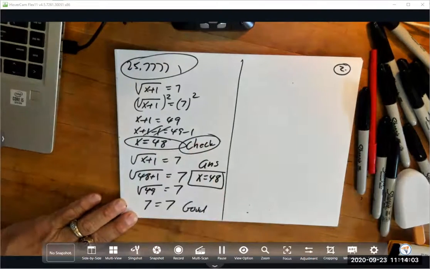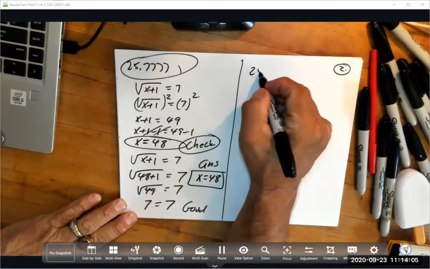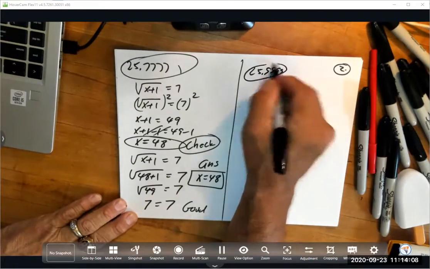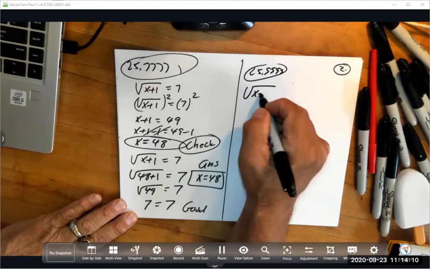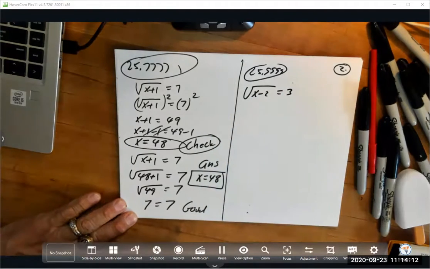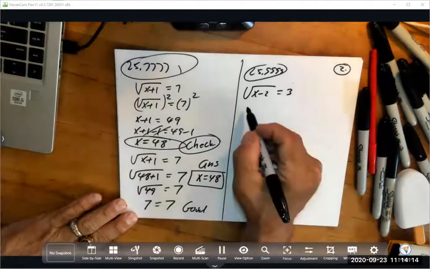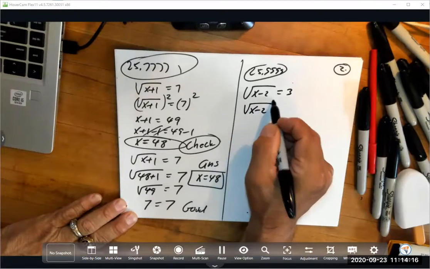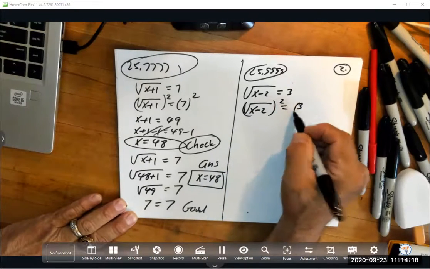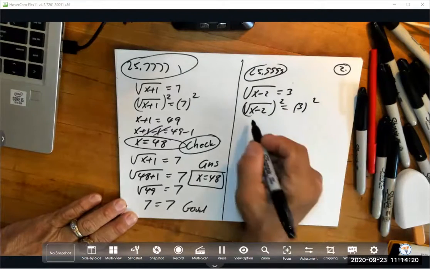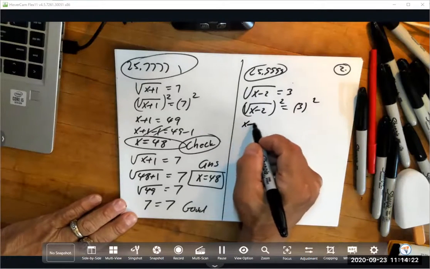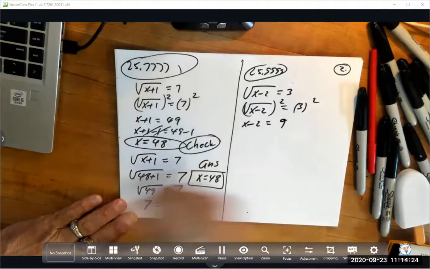Okay, I'm going to do another one. I'm going to put a minus sign this time. Let me do a couple more of these and you'll see it a little bit. The square root of x minus 2 equals 3. So you square both sides, get rid of the square root symbol. Square this guy, square this guy. So now you're going to have x minus 2 equals 3 squared, and 3 squared is 9.